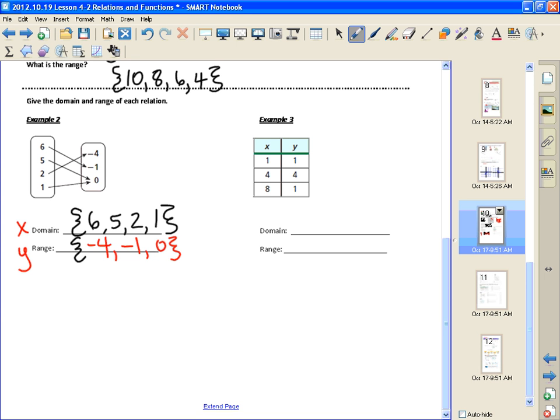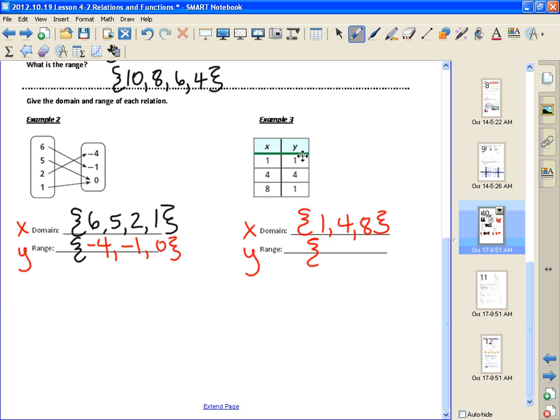Okay, then for example 3, we're going to do the same thing. We're going to find the domain. Where do I find the domain? The x values, okay? So what would I list as my domain on this one? 1, 4, 8. Good. And then for my range, where do I find the range? In the y's. Good.